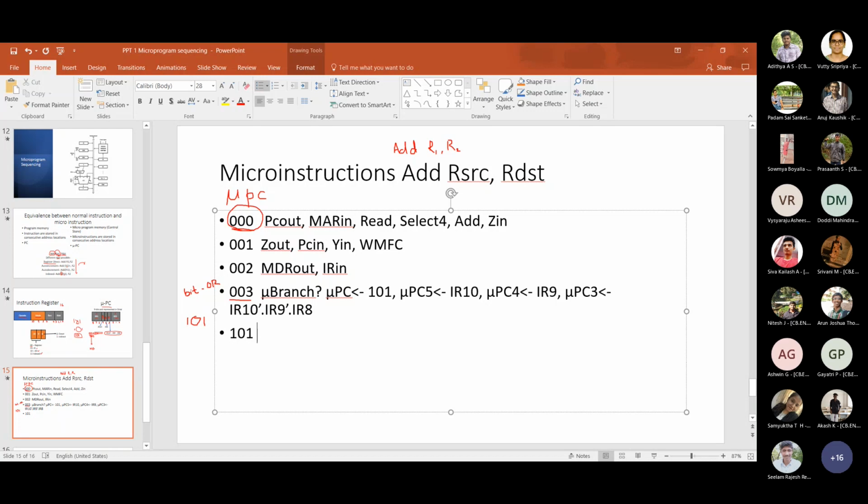Can anybody tell me what will be the content of 101? We are going to start executing the instruction from 101. So instruction fetch is over. We have understood that this is an add instruction, register direct addressing mode. So now you have to read the operands. So what will be the content of 101? Can somebody tell me?